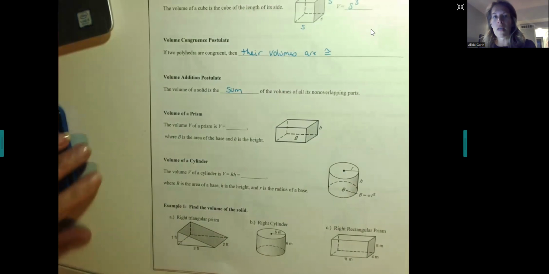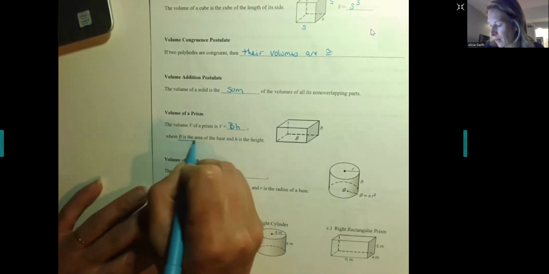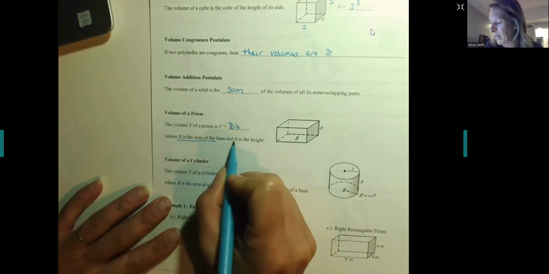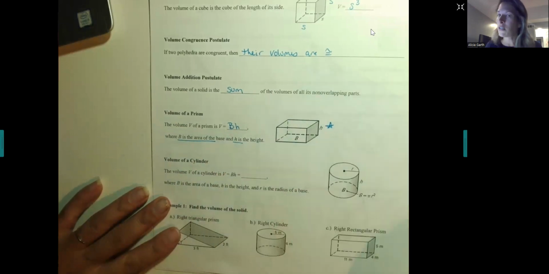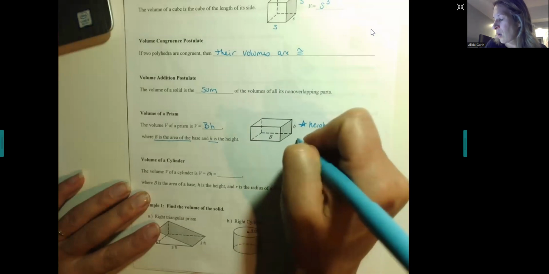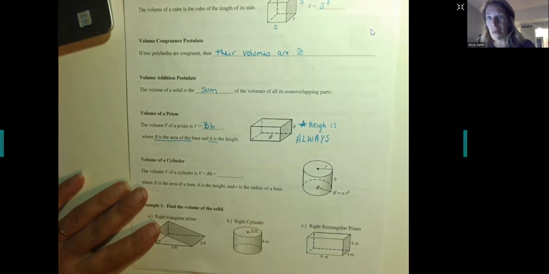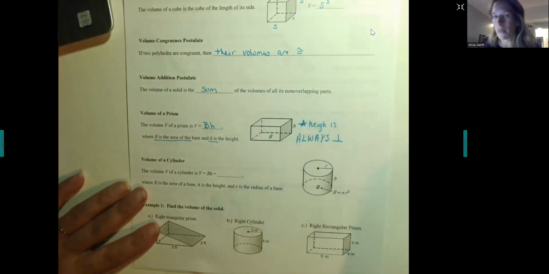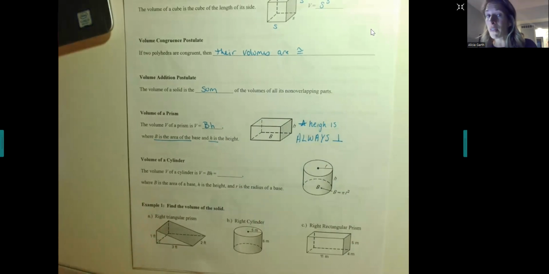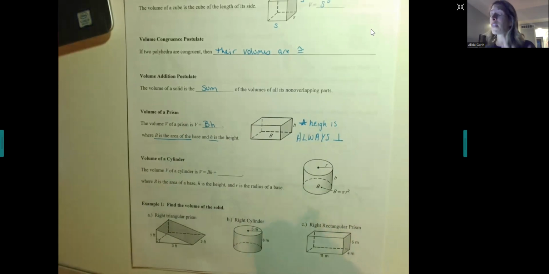Volume of a prism. The volume of a prism is the area of our base times the height. So we have the area of the base and then we have the height. Now here's the key to this entire thing: height is always, notice, I am writing that in all caps, probably important, it's always perpendicular. So whenever we're looking for the height of any prism or any cylinder, we are always making sure that that height is perpendicular.